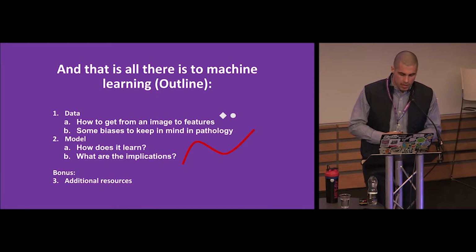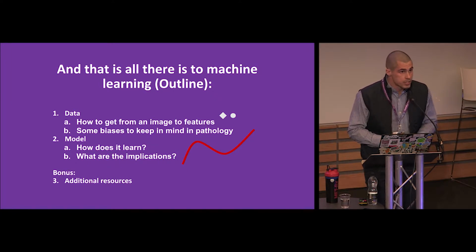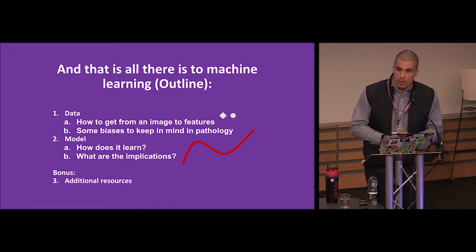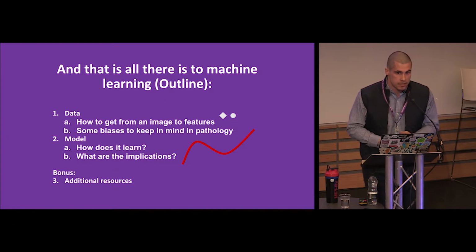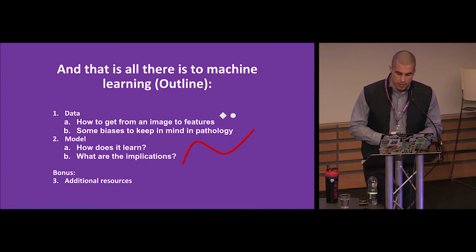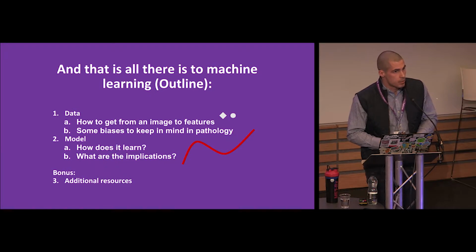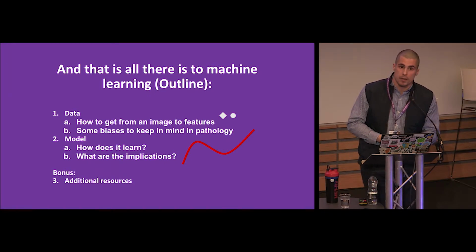So this is an outline of what I'm going to cover. First, we'll talk about data, which is really the key to any machine learning problem. You can have the best possible model out there, but if you don't have good enough data, there is nothing you can do. So we'll talk about how we can extract features from an image, and then some biases to keep in mind in pathology about that. And also we'll talk about the model. How does the model learn? What does it mean? And what are the implications of the learning for us? And then there will also be a bonus of additional resources, because there is not enough time to cover it all. But I hope I'll inspire you to look into those resources.